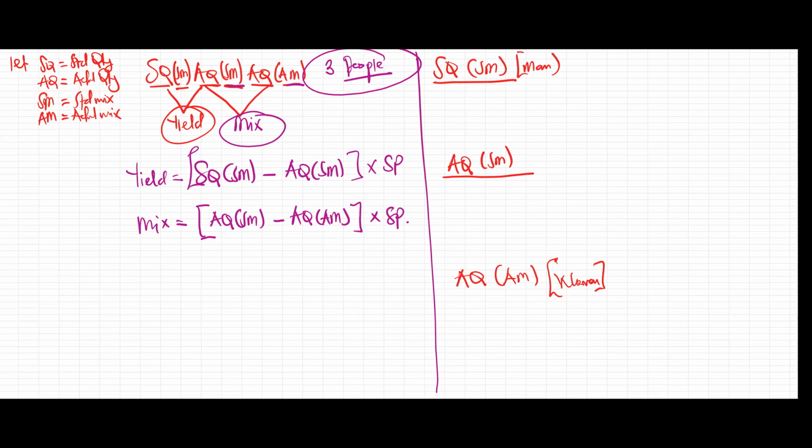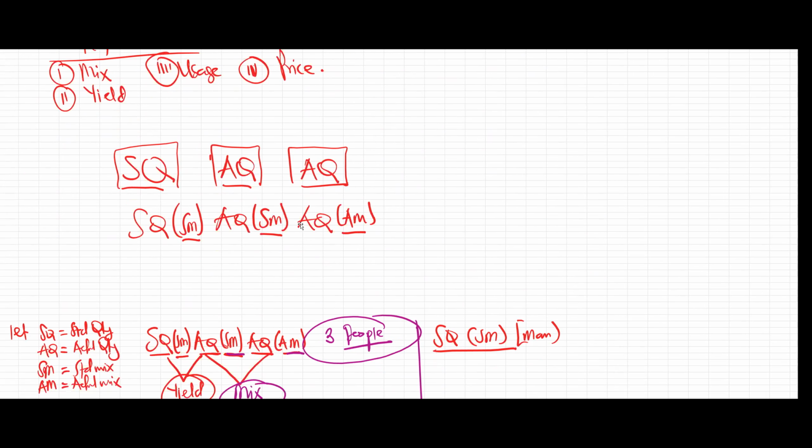Clear? So anytime you hear mix and yield, what do you do? SQ, AQ, AQ. Then remember SM for life, right? So you put standard mix, actual mix. You find the difference, and you put down your formula. That's all. Now, let's play the good game.